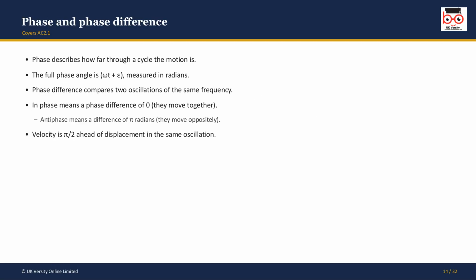Let's tidy up the idea of phase. The phase tells you how far through a cycle the motion has got, and the full phase angle is omega t plus epsilon, measured in radians. Phase difference compares two oscillations of the same frequency. If they're in phase, the difference is zero and they move together. And if they're in antiphase, the difference is pi radians and they move in exactly opposite directions. And remember, within a single oscillation, the velocity runs a quarter cycle, pi over 2, ahead of the displacement.